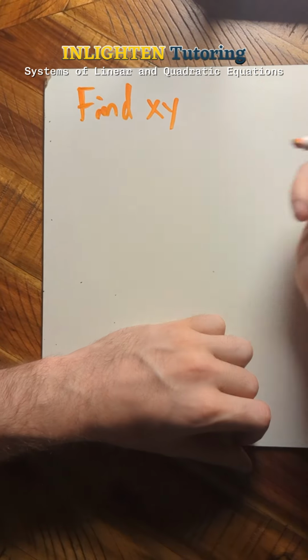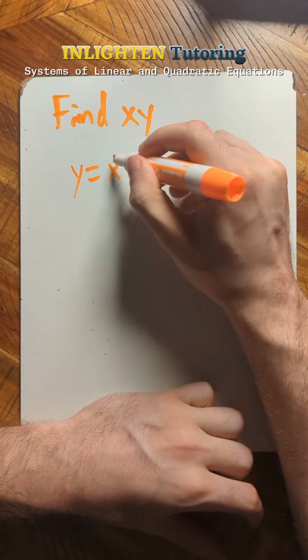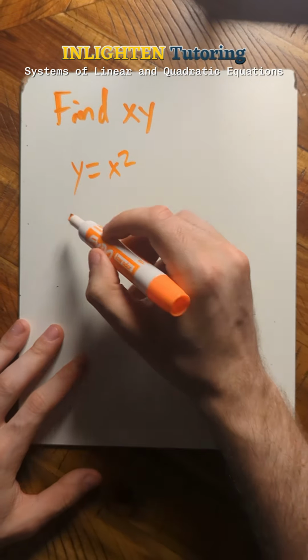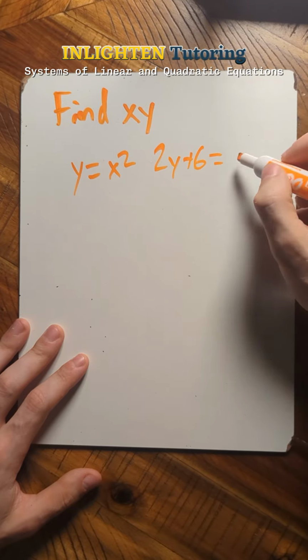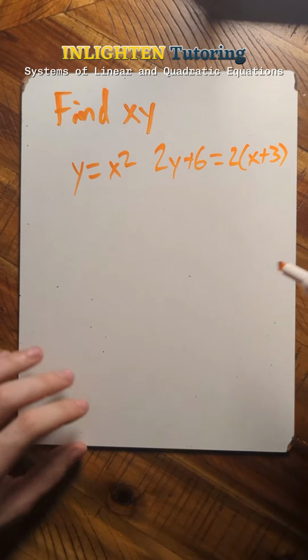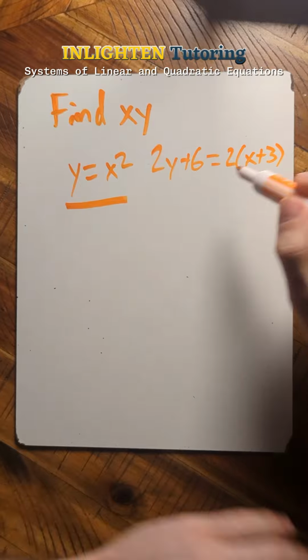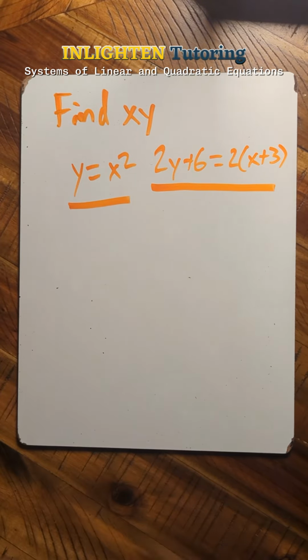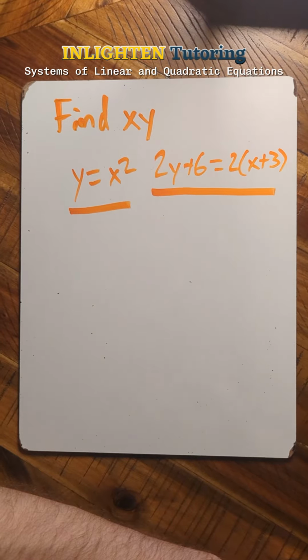So my equations are going to be y equals x squared and 2y plus 6 equals 2x plus 3. So right off the bat, I can tell that this equation is quadratic because the x is squared, and this equation is linear because neither variables have any exponents. I'm going to use substitution as my way to do this.